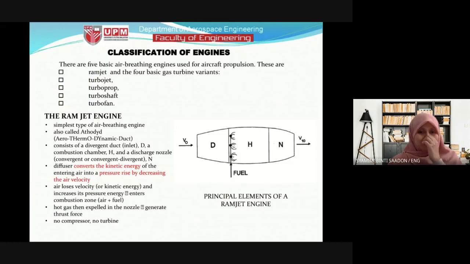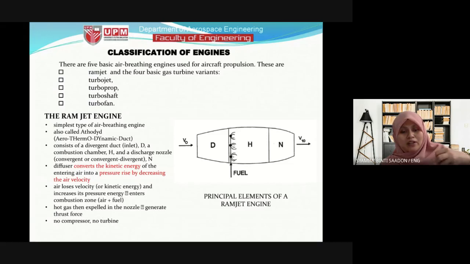So the first one, the ramjet engine. The ramjet engine is not really commonly used, but I'm just going to introduce you to the basic engine. We only have a diffuser, a combustion chamber, and a nozzle. The diffuser will convert the kinetic energy. The air intake is a high speed gas flow, a high speed flow of air.